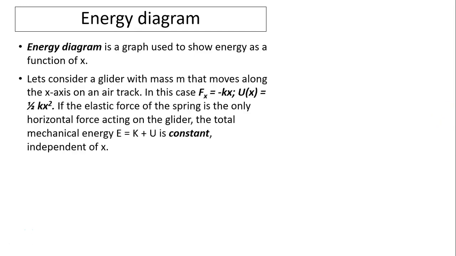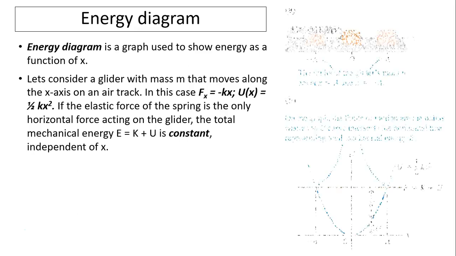So let's think about a glider with a mass m that moves along the x-axis on an air track. In this case, the force equals negative kx, and the potential energy equals 1/2 kx squared. If the elastic force of the spring is the only horizontal force acting on the glider, the total mechanical energy, E, will be constant, independent of x.